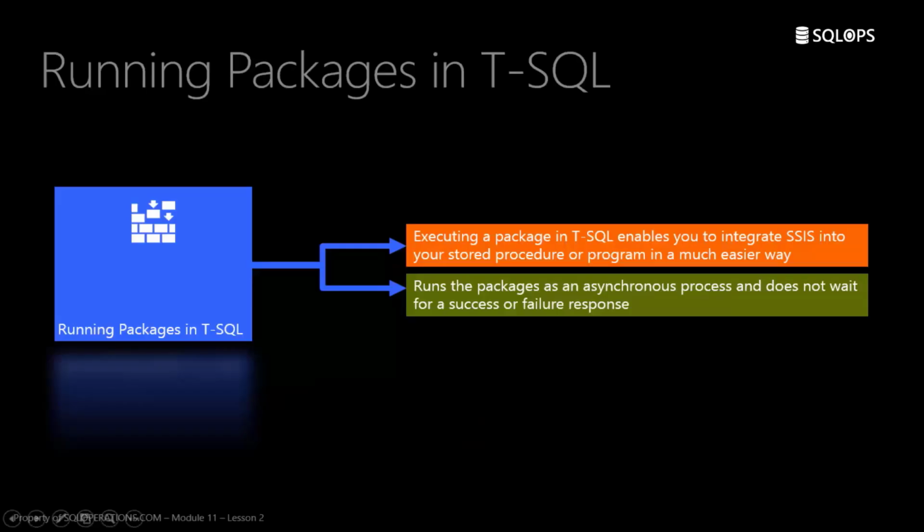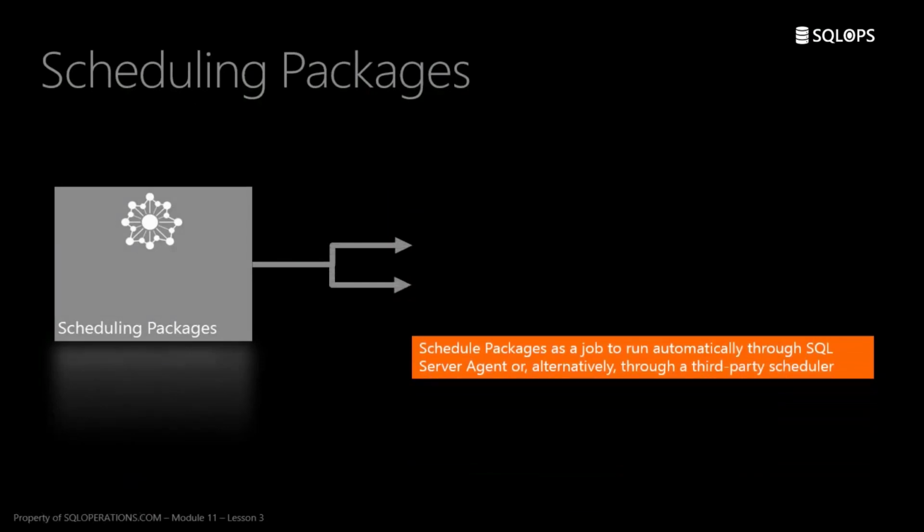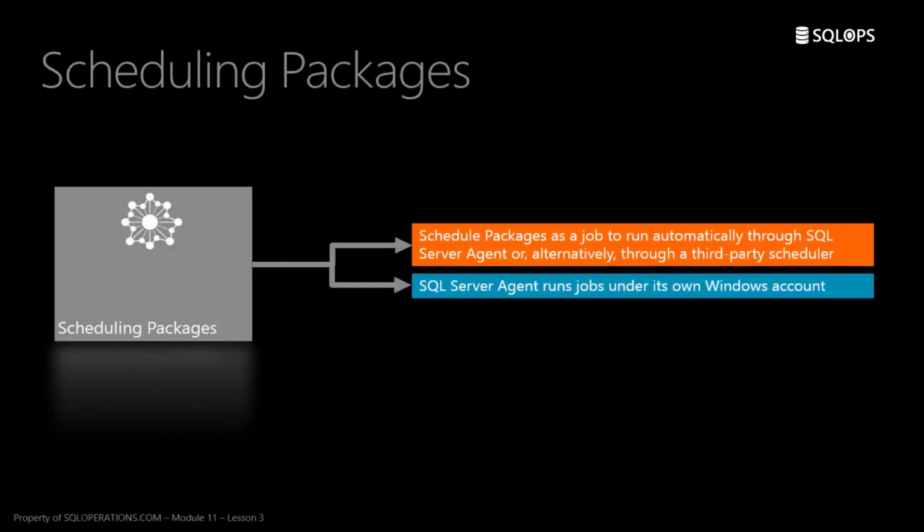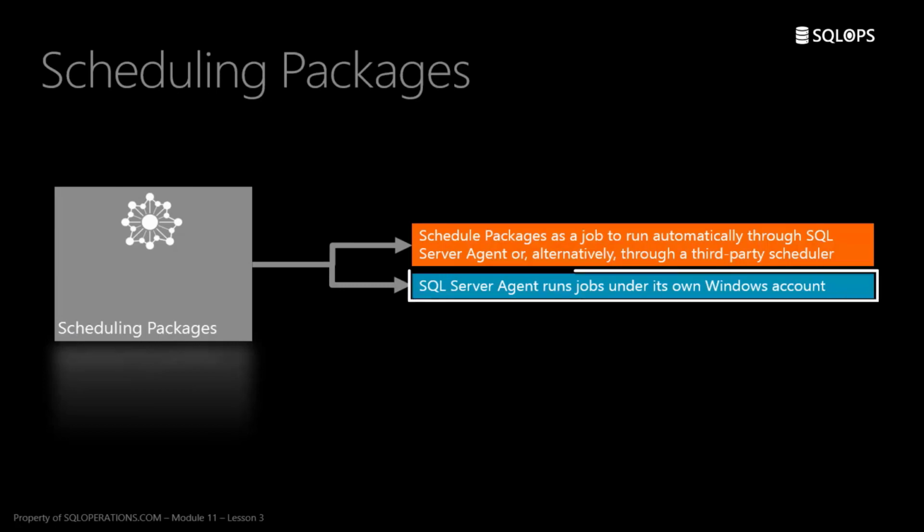Now that you have learned how to run packages manually, scheduling packages is easy. You can schedule them as a job to run automatically through SQL Server Agent or alternatively through a third-party scheduler. SQL Server Agent runs the jobs under its own Windows account, which can pose some security issues when it comes to accessing the components in your package.